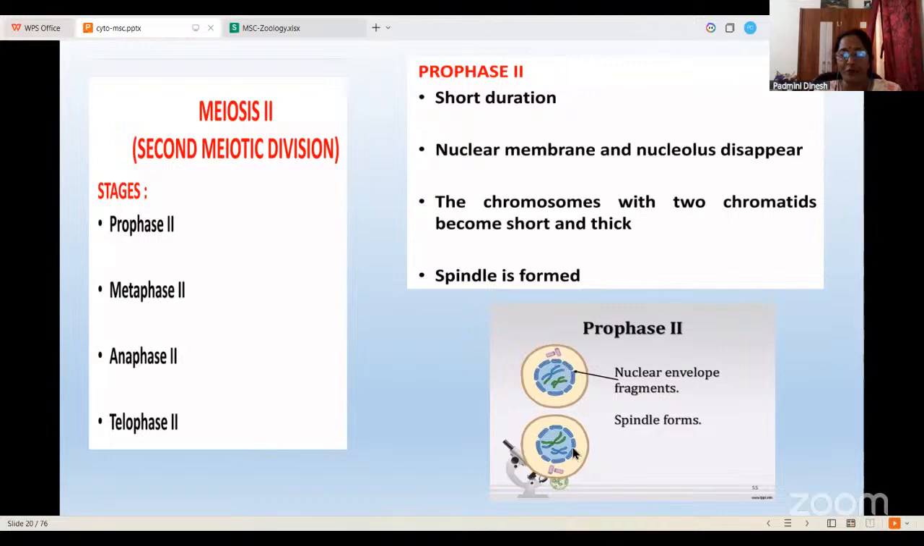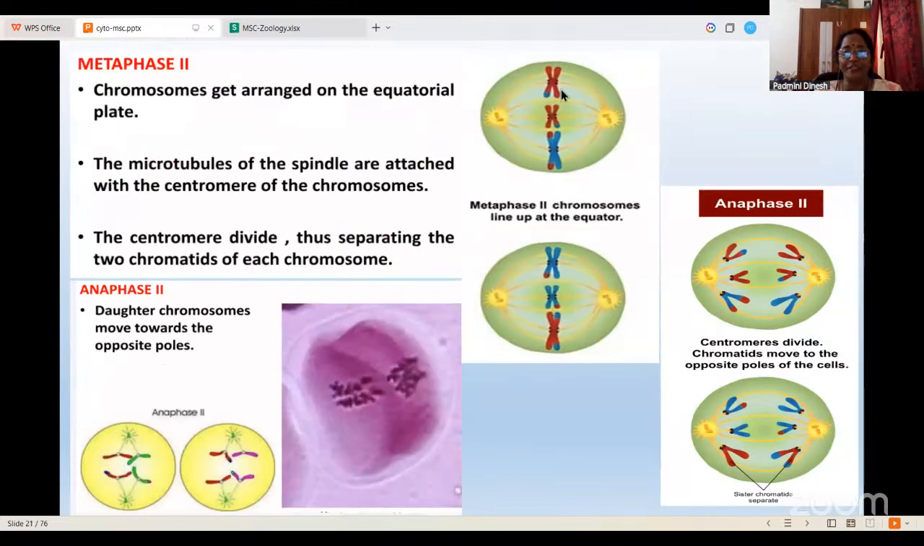The spindle fibers are ready and they get attached. The centrioles form the spindle fibers, which go and get attached to the centromeres, the kinetochores that are present near the centromere. They get attached to the dyads. Now this is called a dyad, right? And these dyads are going to get separated over here. In the anaphase, the separation occurs, and as the separation occurs, you can see now.